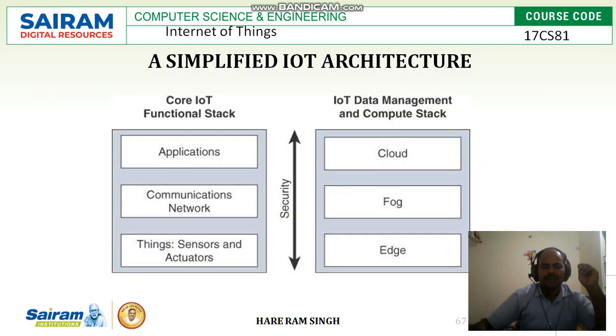Now see, in this section we have first the edge layer, then the fog layer, then the cloud layer. Edge layer means data management will happen at the sensor. Fog layer means data management will happen at the gateway, and cloud layer means data management will happen in the cloud or some central data center.